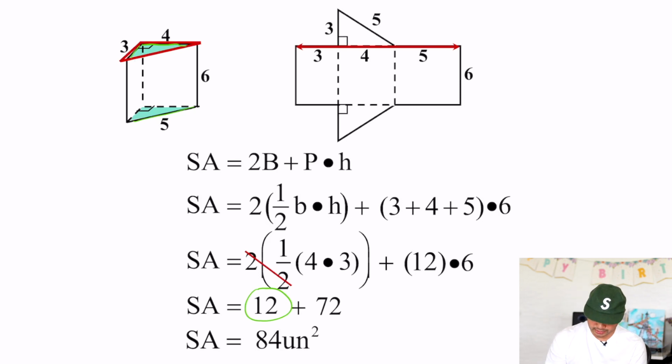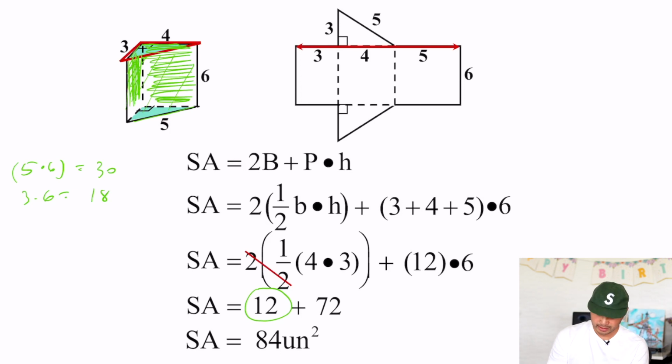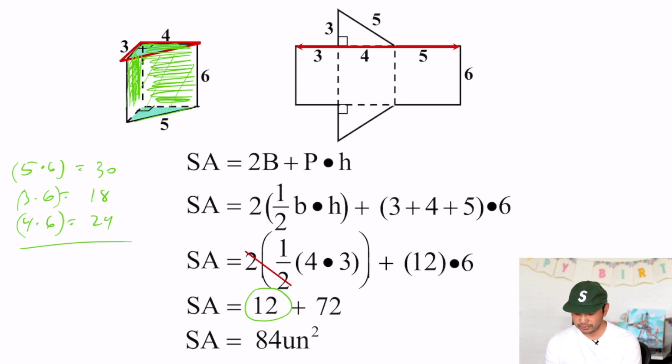So we can look at this front rectangle, and that would be 5 times 6, right, which is 30. And then you can look at this left rectangle over there, and that's 3 times 6. Okay, so that's 18. And then now you can look at this right back rectangle, and that's going to be 4 times 6, okay, which is going to be 24. After you've done all that, that's actually 72.